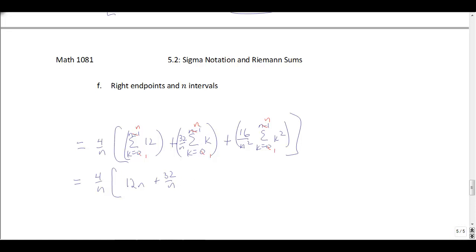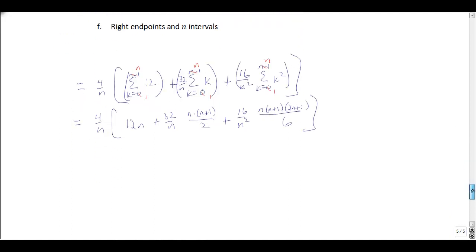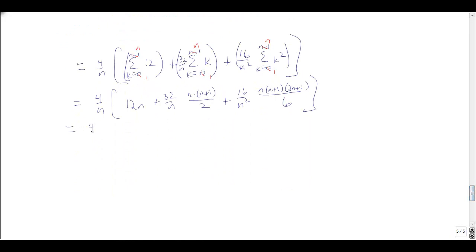Now the formula for the sum k equals 1 to n of k, that's going to be n times n plus 1 over 2, then times 16 over n squared. The sum k equals 1 to n of k squared, that's n times n plus 1 times 2n plus 1 over 6. So you get a slightly different formula. So then we want to simplify this down. 4 over n, get 12n, cancel the n's. 32 and 2 give me a 16. So it's plus 16n plus 16 if I distribute the 16.